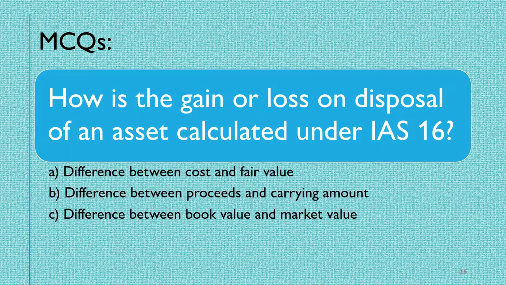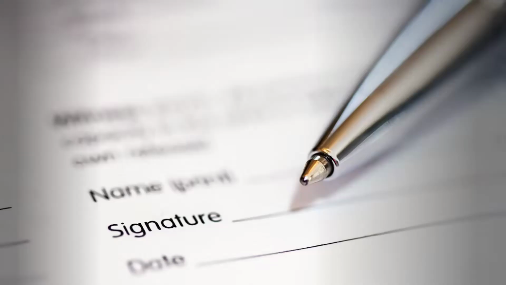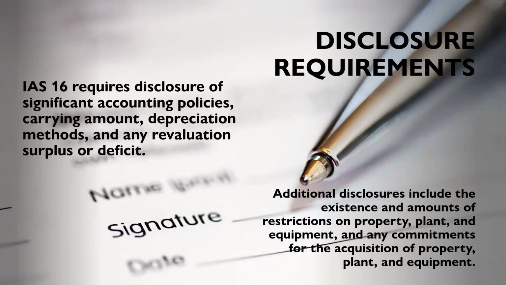How is the gain or loss on disposal of an asset calculated under IAS 16? A. Difference between cost and fair value. B. Difference between proceeds and carrying amount. C. Difference between book and market value. And the correct answer is option B. Difference between sales proceeds and carrying amount of the asset is the way to calculate the gain or loss on disposal of an asset as per IAS 16.